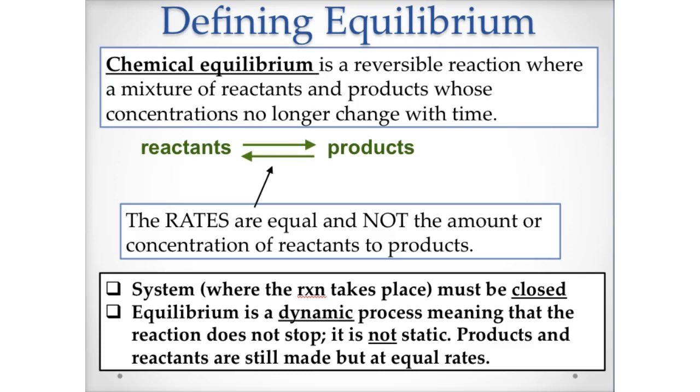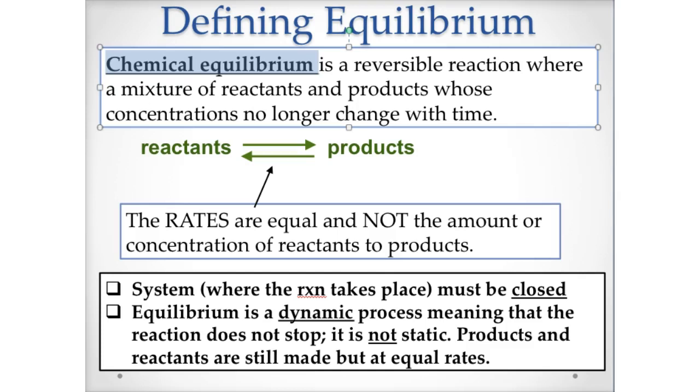I know this is a lot that's being displayed, but I'm gonna walk you through it. So, chemical equilibrium, as it says here, is a reversible reaction. What that means is that you're going to have a mixture of both reactants and products. You're going to make some products, and then some of these products are going to be converted back into reactants. And eventually, you're going to reach an equilibrium, meaning that the concentrations of each are no longer going to change.